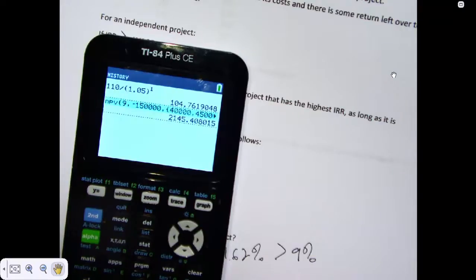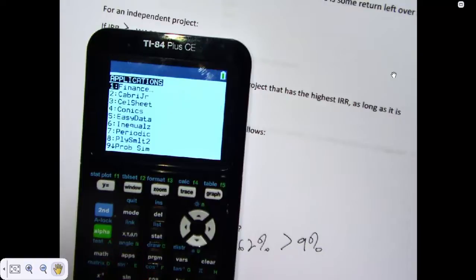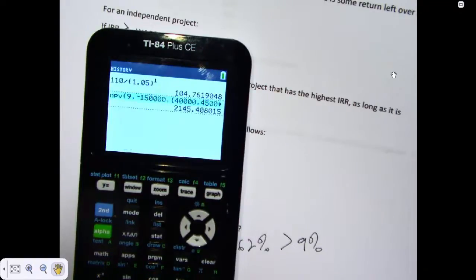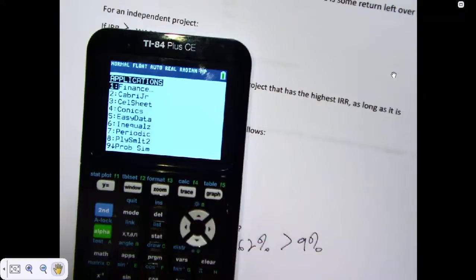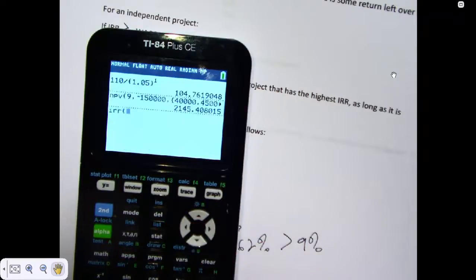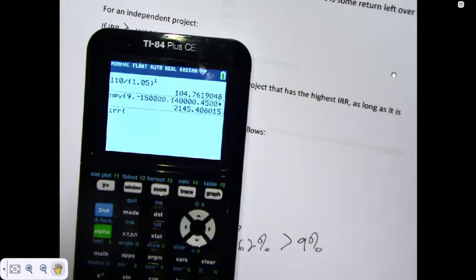Oops. Let me try that again. Apps 1, 8. Apps 1, 8. There we go. All right, so I have my IRR. I don't put anything in for the weighted average cost of capital because that doesn't matter.